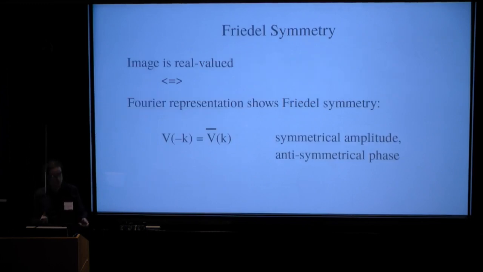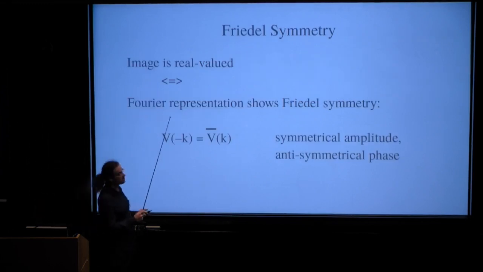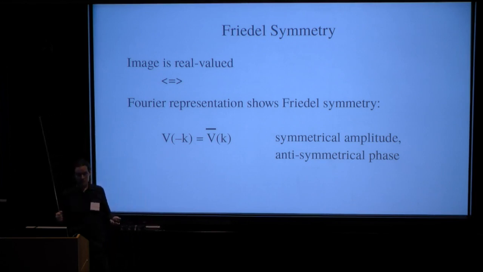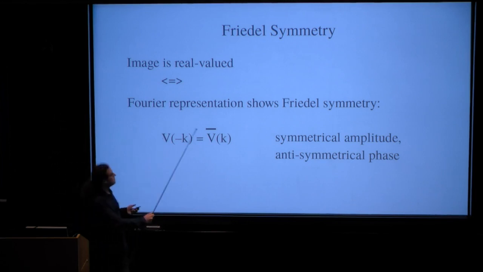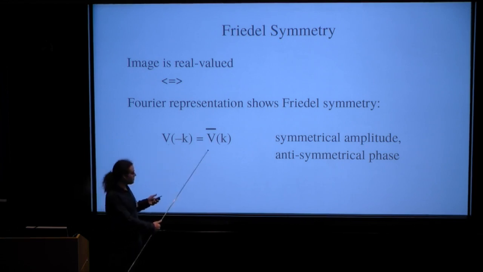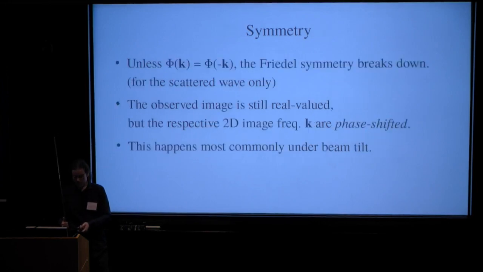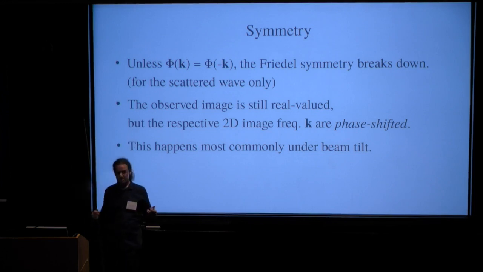Now, another very important property is Friedel symmetry. Because the image that the electron sees is real valued, or we model it that way, its Fourier representation exhibits this symmetry. That is, the complex amplitude at spatial frequency k is the complex conjugate of that at minus k. So the absolute amplitude is symmetrical, the phase is anti-symmetrical. Now, if the scattered rays corresponding to k and minus k are delayed by different amounts, this breaks Friedel symmetry.